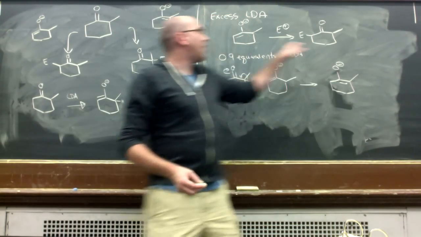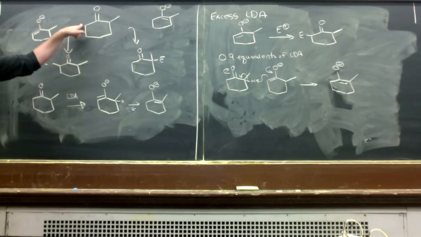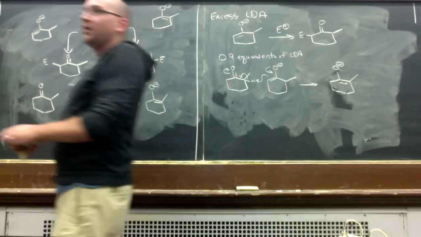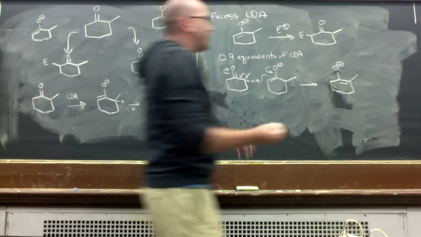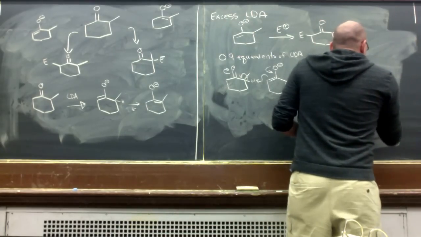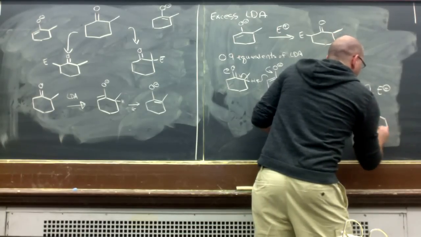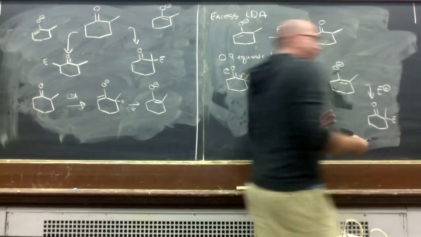So it should be fairly obvious why this proton is a kinetic proton, right? It's the more accessible one. Why is this enolate the more stable enolate? It's more substituted, right? It's the same reason why we talk about alkenes in terms of the more substituted alkenes forming. Okay, and so if you take this and you now treat it with some type of electrophile, now you're going to get substitution on that side, okay?